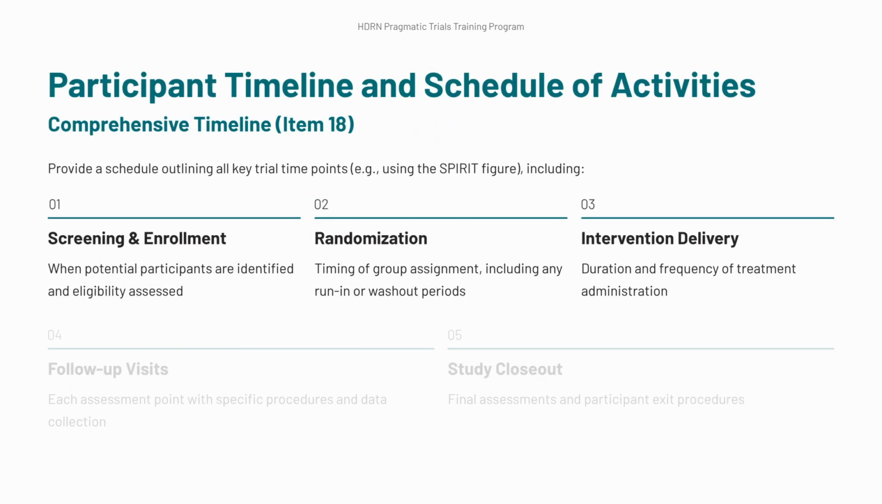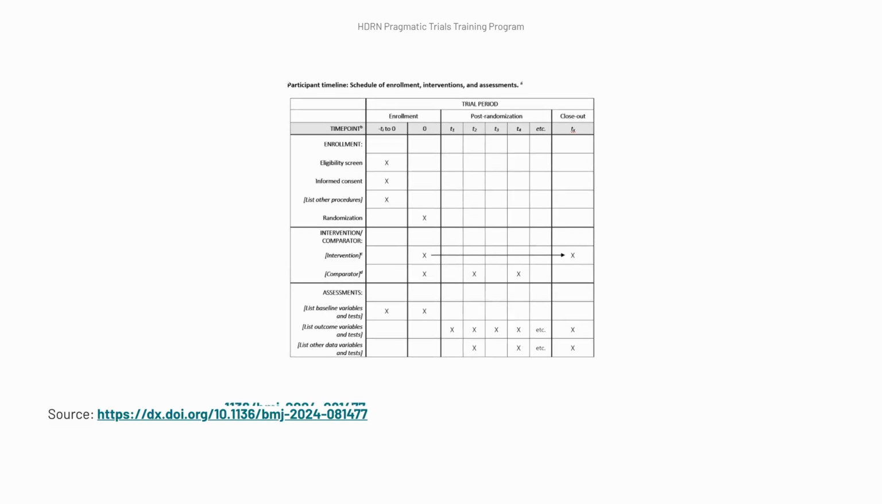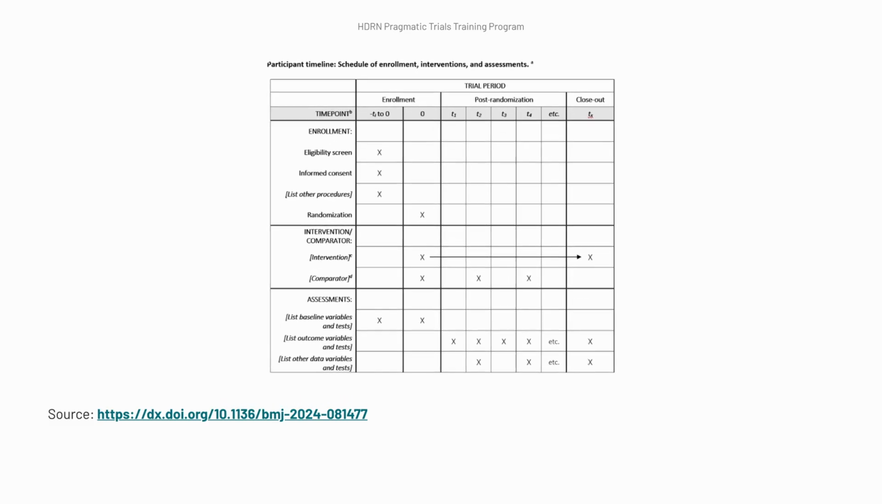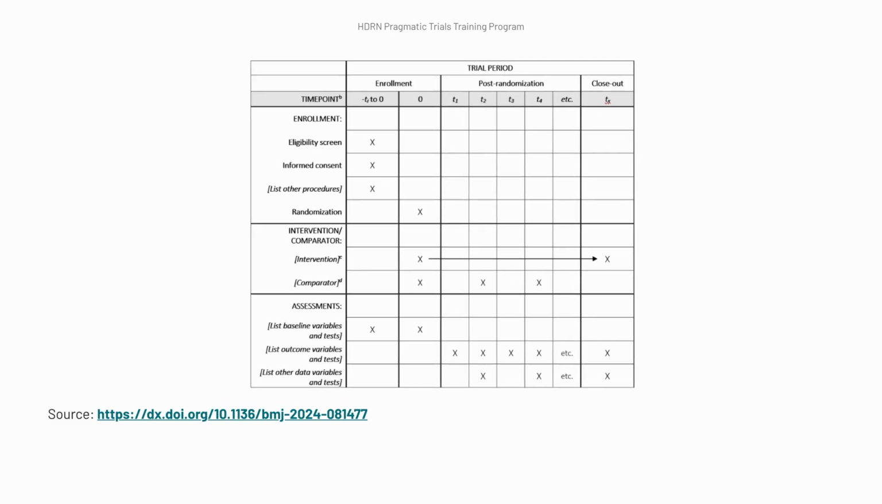SPIRIT item 18 focuses on the participant timeline, which is an extremely useful part of a protocol. This is usually presented as a table or schematic figure that lays out the full schedule of the trial, from screening and enrollment through randomization, intervention delivery, follow-up assessments, and study closeout. SPIRIT actually recommends including this visual summary, often called the SPIRIT figure.